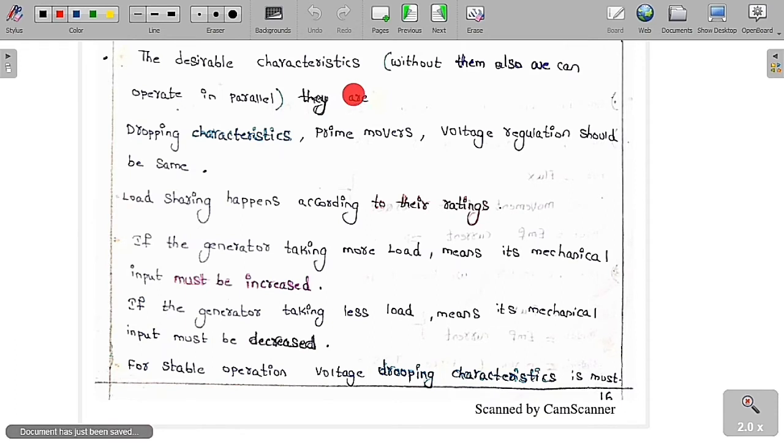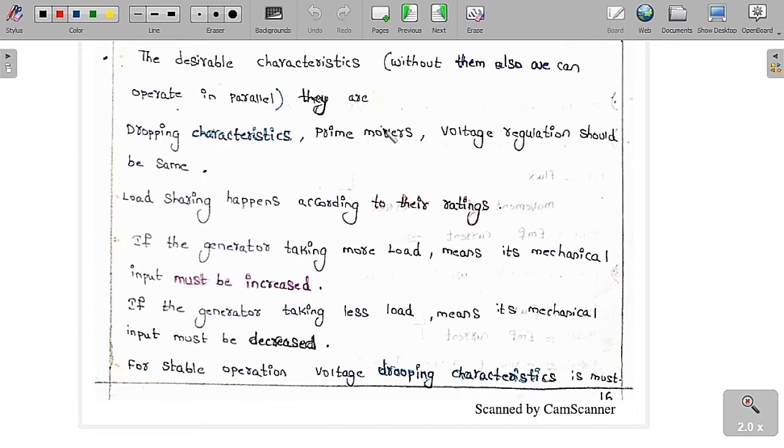Now the desirable characteristics. These are called desirable characteristics, which means they are not necessary characteristics. Without them also we can operate the generators in parallel. Now we will discuss what these characteristics are.